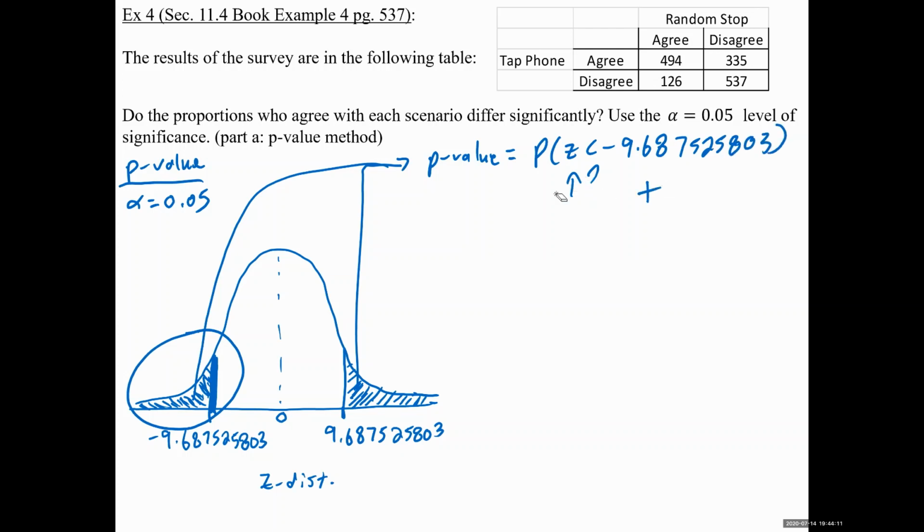Plus, then we have to add this area, the notation for this area. Someone tell me the notation for the area on the right side. So this one. Someone tell me.